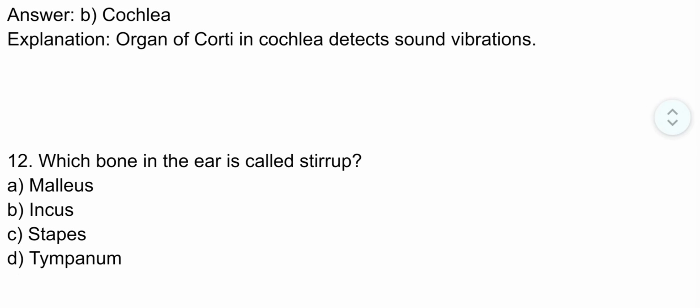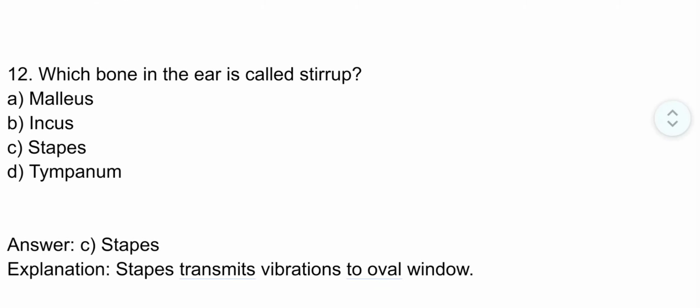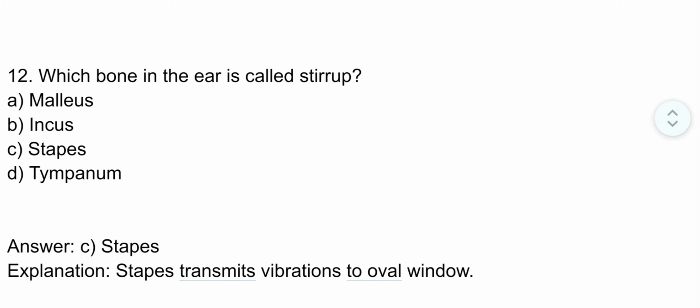Question number 12. Which bone in the ear is called stapes? The correct option is option C. Stapes. Stapes transmits vibration to the oval window.